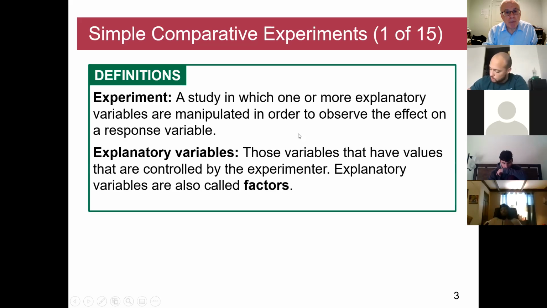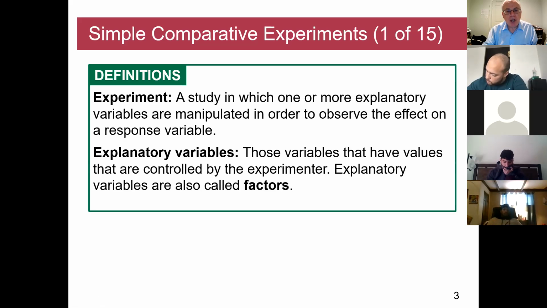So what is an experiment? An experiment is one in which we have one or more what are called explanatory variables. These are variables that are manipulated, changed in some way. We want to observe the effect on another variable called the response variable.